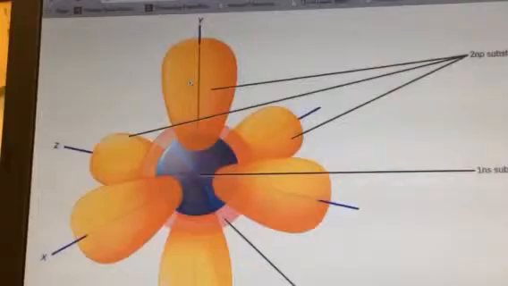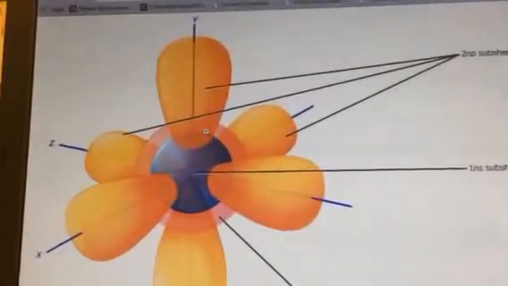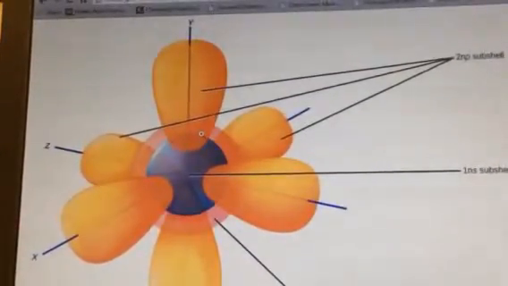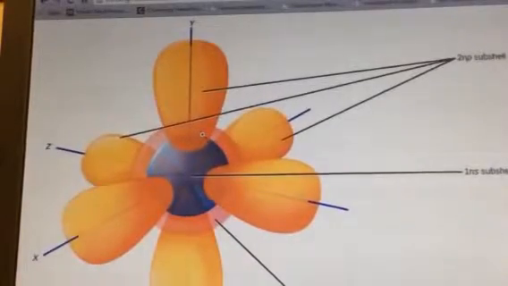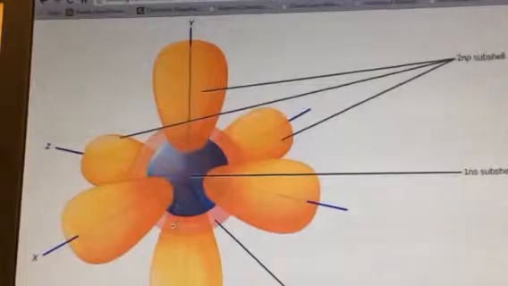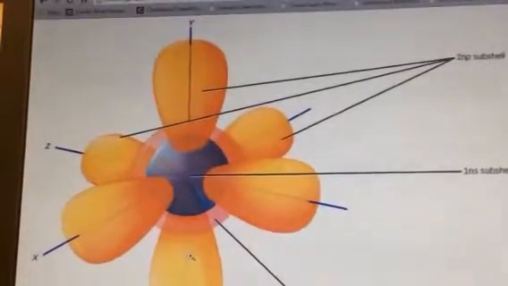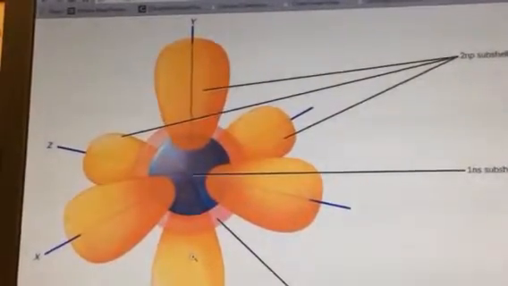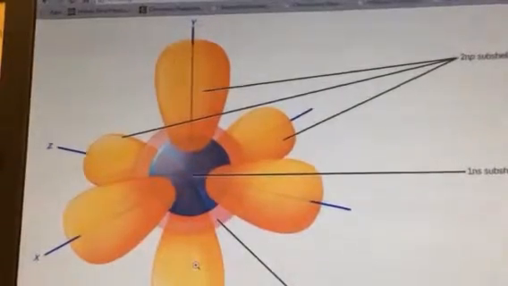And notice that this is a three-dimensional shape. They are not bound to circulate on a single orbit. They can move around, and they're very random in the way that they move. Now, there are several rules regarding how electrons fill orbitals.